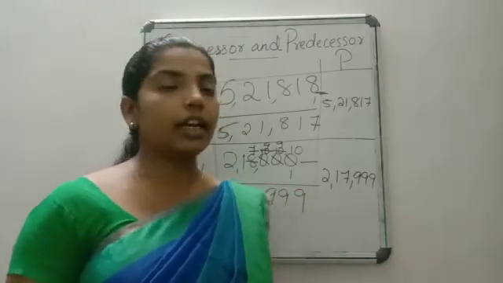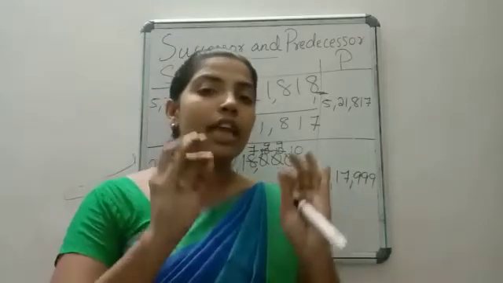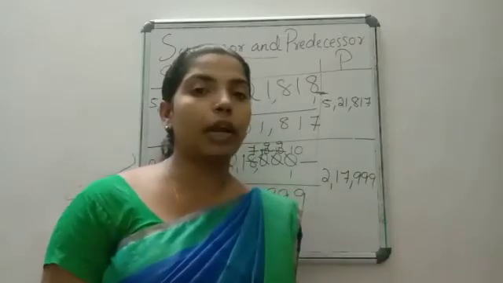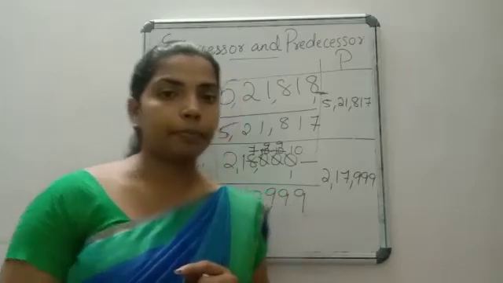We have already studied earlier. So in order to find the successor of a given number, just add 1 to that given number. And to find the predecessor of that given number, just subtract 1 from the given number.